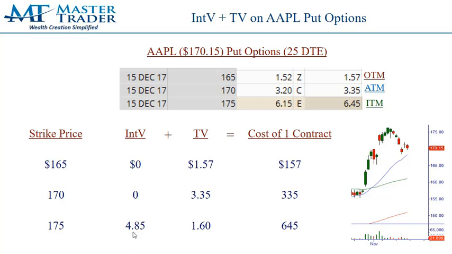Let's go to the $175 strike price on the put. If I have a coupon or contract that allows me to sell Apple at $175 a share, but it's only trading at $170.15, that has $4.85 a share of intrinsic value. Everything else on this amount of $6.45 is time value. That's an explanation of intrinsic value and time value, on both call options and put options.